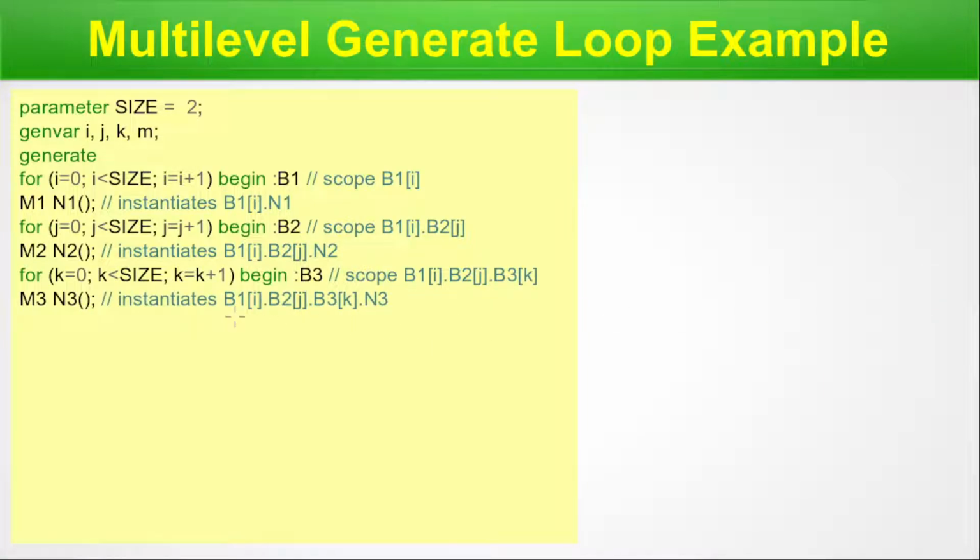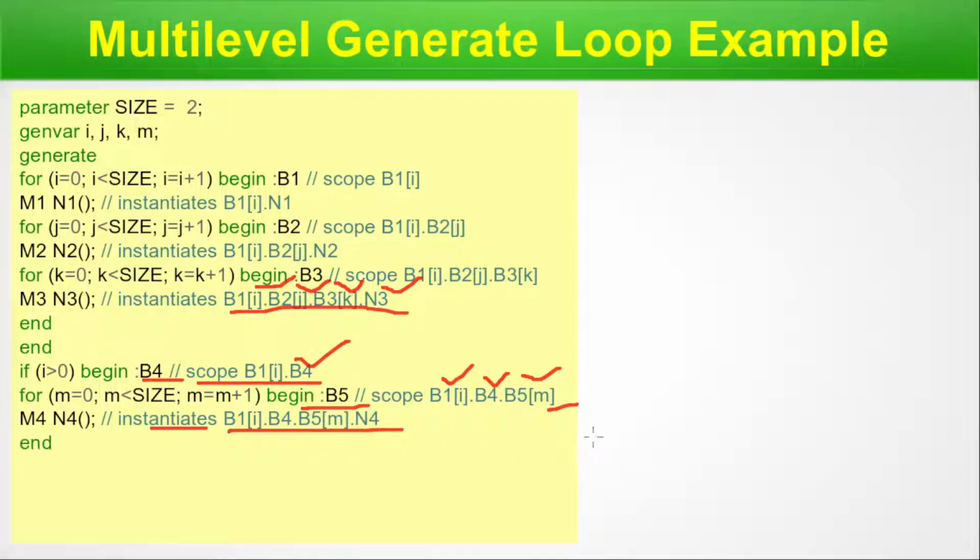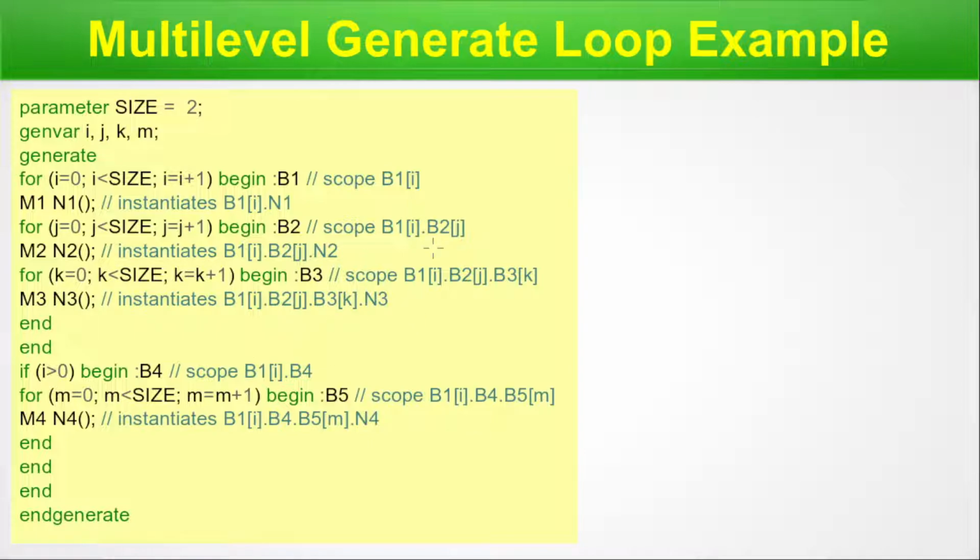Now we have here the instantiation of this one, right? i, j, k, and then N3. Next we have an end, and then we have the if, right? This is B4. The if block has the name B4. The scope is B1.B4. Here we have another for loop whose name is B5, and it gives birth to the scope of this, right? B1[i], B4, then B5, and then [m]. Then we have the instances here with this hierarchy, and then we have end, and endgenerate.